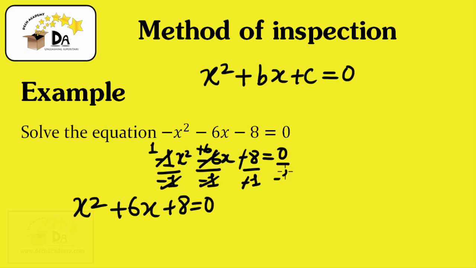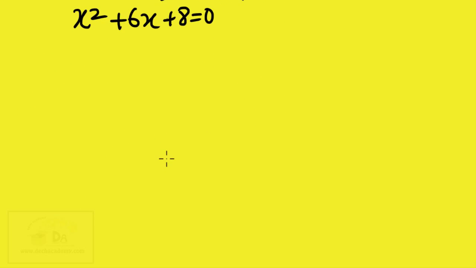and dividing through by minus 1. 0 divided by minus 1. 0 divided by any number is 0, so this is what we have. So this is what we have as our equation. It meets the form for the application of method of inspection, so we can go ahead and write it in the form x plus j times x plus k equals 0.